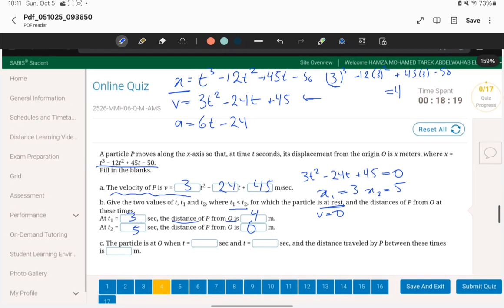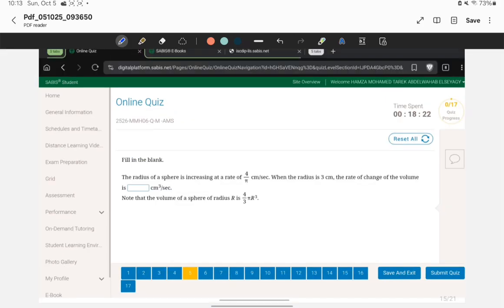Now part C, the particle is at the origin when t equals what and what, and the distance traveled by p between these times is. Now part C, I'll figure out later on, and I'll make a video if I find it. But for now, I'm sorry, I have to skip it.